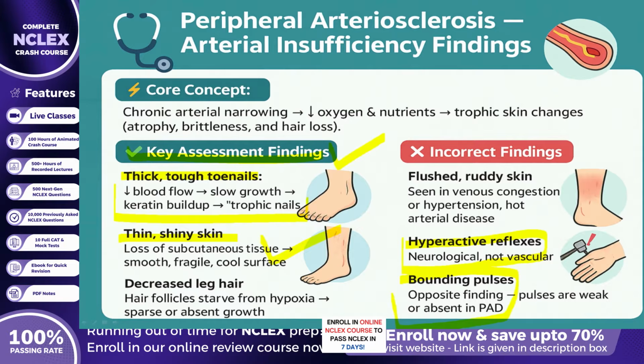Finally, option F, decreased leg hair. This is another correct finding. Hair follicles are extremely sensitive to oxygen deprivation. Sparse or absent hair on the legs, toes, or dorsum of the feet signals prolonged ischemia and serves as an early clinical clue to arterial disease.